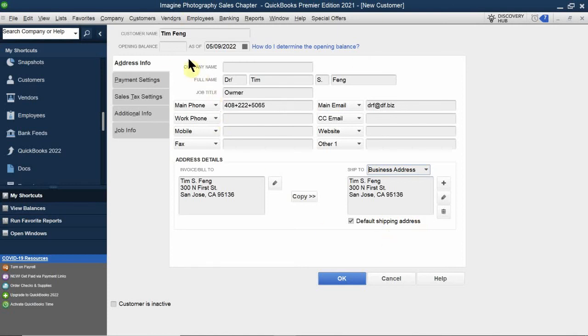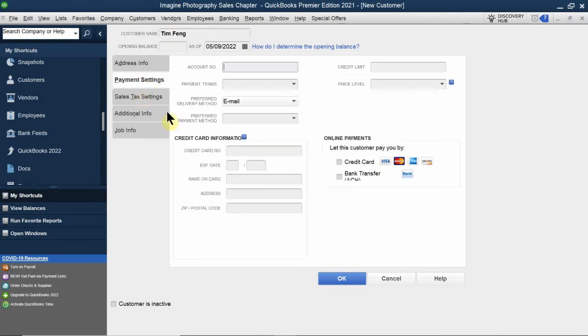Okay, so that's that there. That's the first section here. So then the next section is going to be payment settings. So this is where we can collect information such as account number, right? Because this is Tim S. Fang. He has an account with us, okay? And that account number is going to be, let's see, his account number is going to be 3546. Okay, that's his account number.